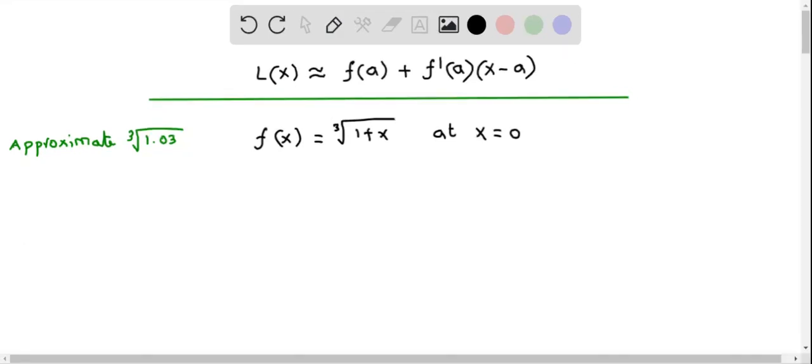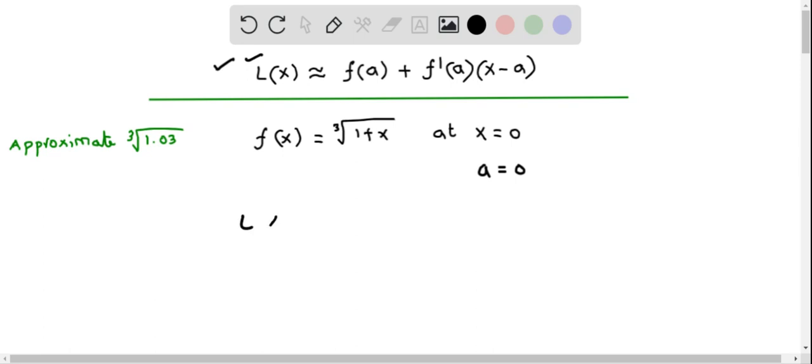We now find the linear approximation of f of x equals cube root of 1 plus x at x equal to 0. So we find this using this linear approximation equation given by L of x approximately f of a plus f prime of a times x minus a. So here we see that a equals 0.